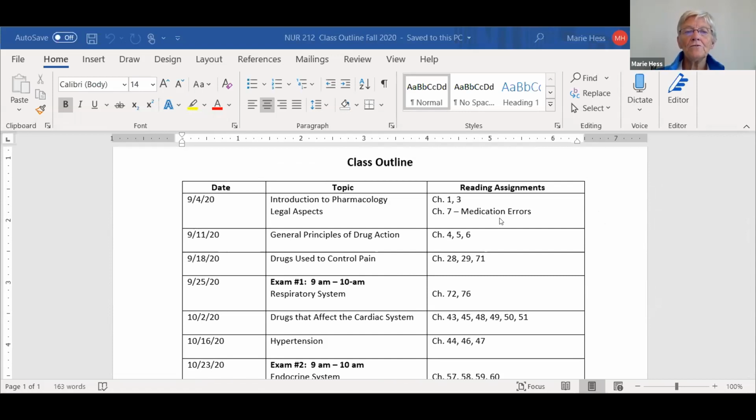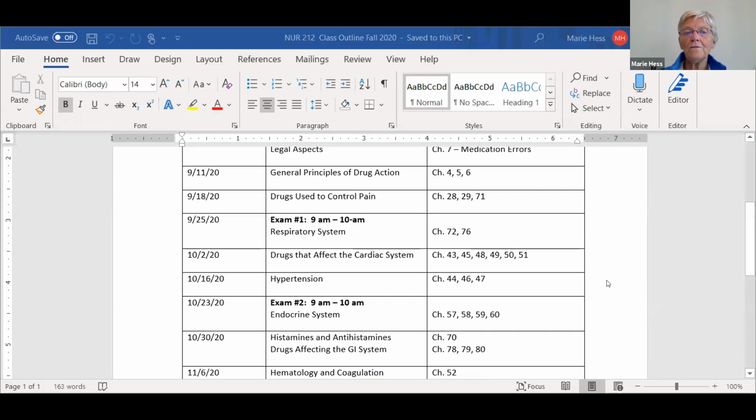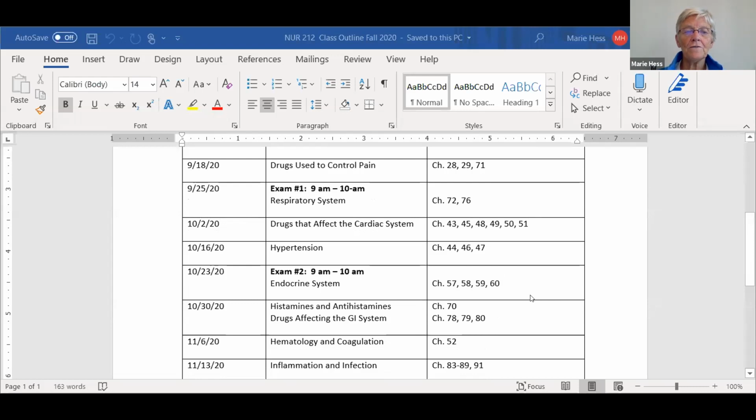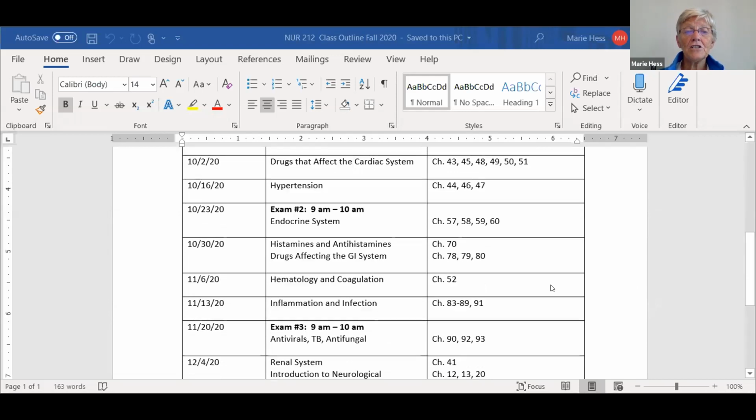So today we're going to do intro to pharm and legal aspects and med errors. Next week would be general principles of drug actions, and we're going to do pain. And then the 25th would be exam number 1. I just put 9 to 10 only because exams are usually an hour, but that may run over a little bit. And then we'll do some respiratory things, drugs that affect cardiac, hypertension. Exam 2 is on the 23rd, and then we'll do endocrine, which is primarily diabetes. On the 30th, we'll do histamines and GI.